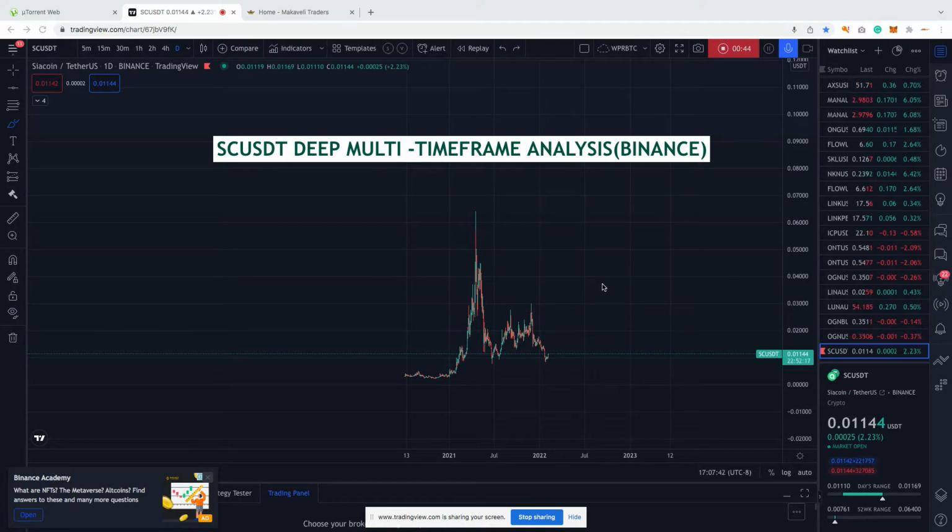Now, this is going to be a multi-time frame analysis. We're going to be looking at the monthly chart, which takes a year minimum to play out. We're going to be looking at the weekly chart, which takes a minimum of 6 months to play out. We're going to look at the daily chart, which takes a minimum of 1 month to play out. And then we're going to look at the 4 hour chart for the sake of the daily traders, right?